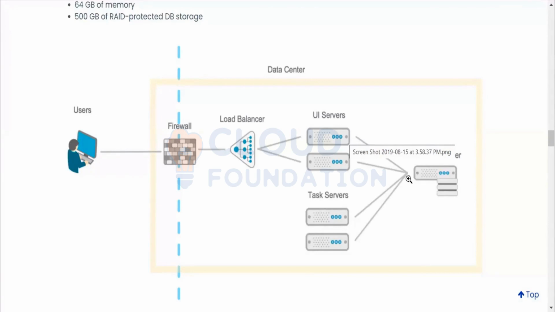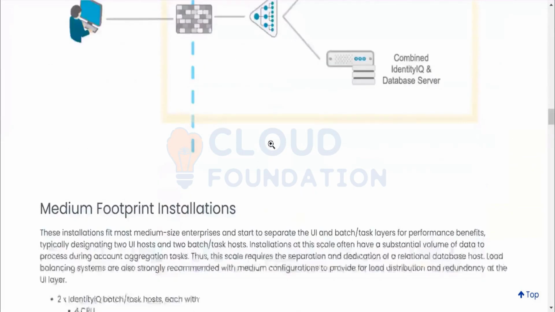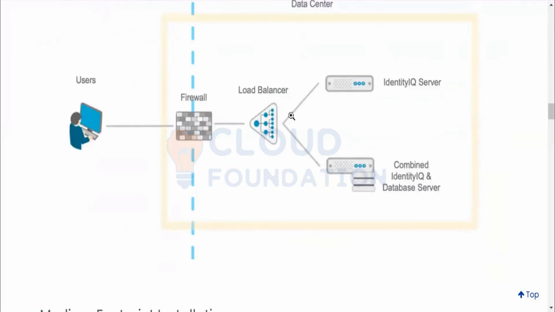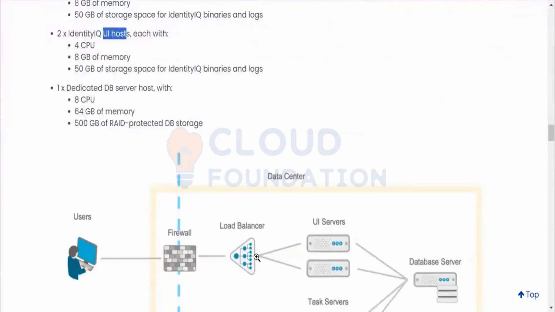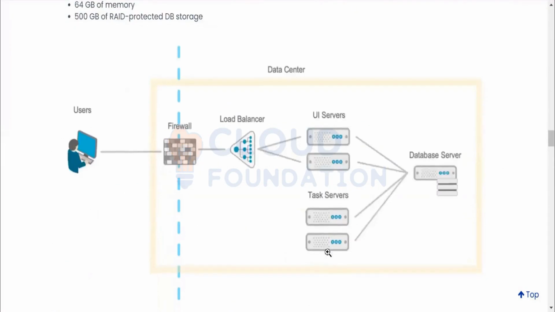Always remember the database server will be connected to the application server, so that the user can access the SailPoint application and the data can be stored in the database. Whenever the user needs to retrieve data, the application server will retrieve the information from the DB. In the previous diagram, the load balancer split the load equally between both servers. But here the load balancer splits the load only to the UI servers, not to the task servers.